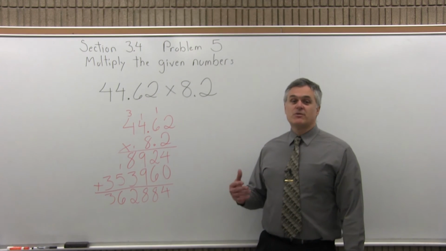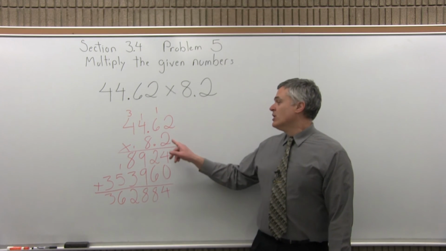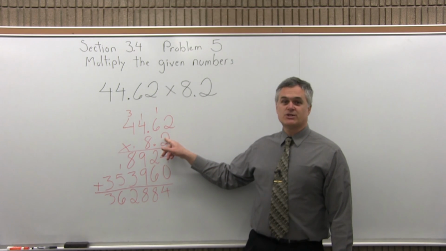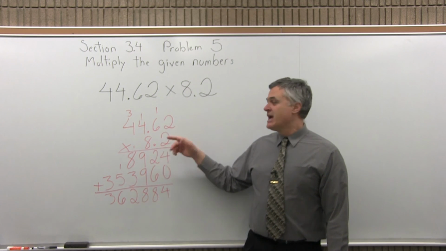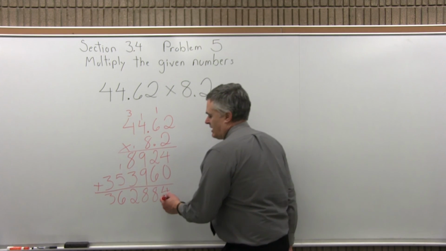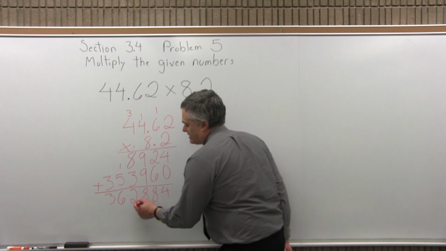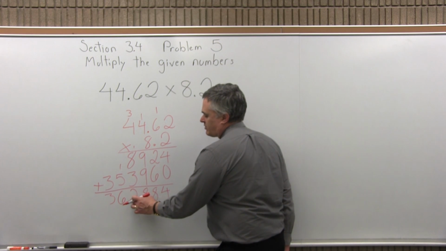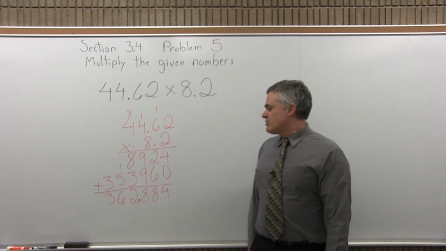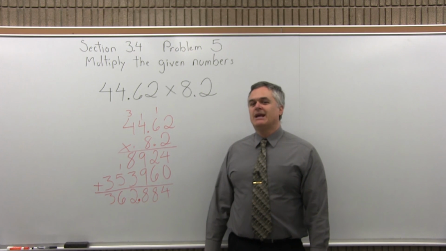But now I have to put the decimal into the answer. So go back to the question and see how many digits there were after the decimal in the question. If I count it up, there are 3 digits after the decimal altogether. So now go to my answer, and if I want to have 3 digits after the decimal, I'll put that decimal point between the 2 and the first 8 in the answer, and my answer is 362.884.